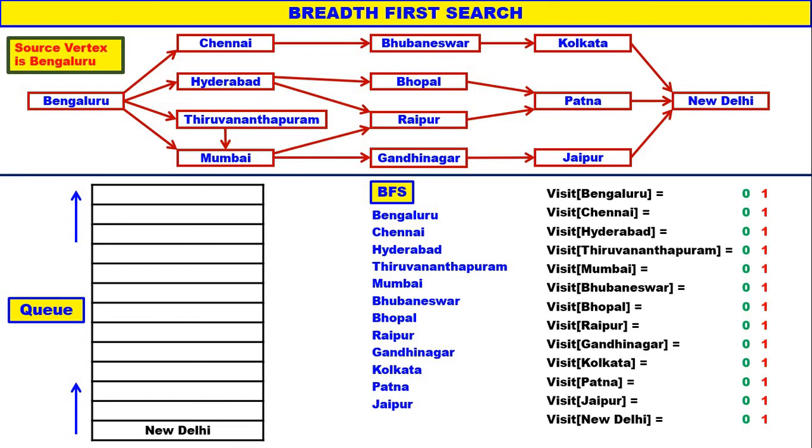Is the queue empty? No, the queue is not empty. Remove the front element of the queue. What is the front element of the queue? New Delhi. Remove New Delhi, add it to BFS. Yes. Now any adjacent nodes for New Delhi? No, there are no adjacent nodes for New Delhi.